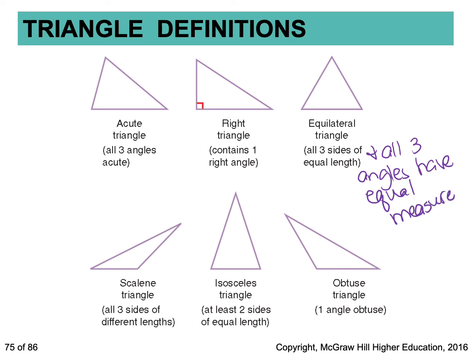That's by default that the angles are the same measure, so all equilateral triangles are also equiangular, but you're really going to just hear them referred to as equilateral, and so that refers to its sides. Then you have a scalene triangle where all three sides are different lengths. Isosceles where at least two sides are of equal length, so these two sides are equal. And then obtuse triangle where one angle is obtuse. Only one angle is obtuse.